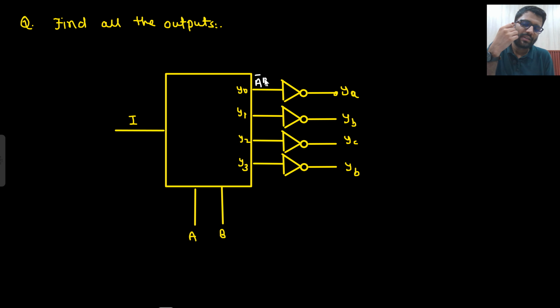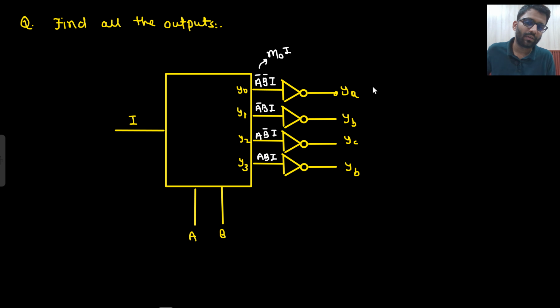If A is not there, B is not there, then I will be transferred here. If A is not there but B is there, I will be transferred here. If A is there, B is not there, I will be transferred here and here. Now how can I write this one? M naught into I, right? Now I am taking the bar.